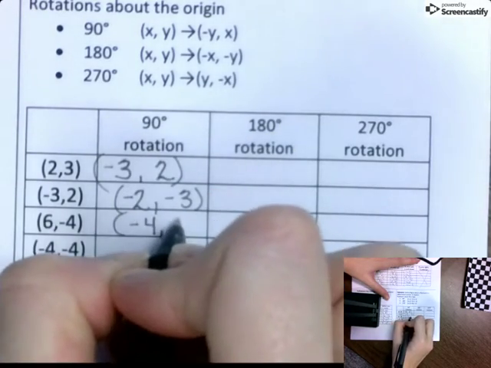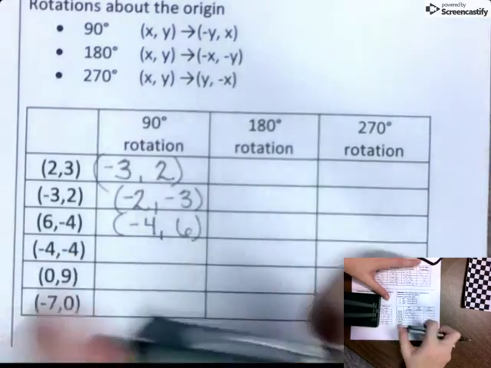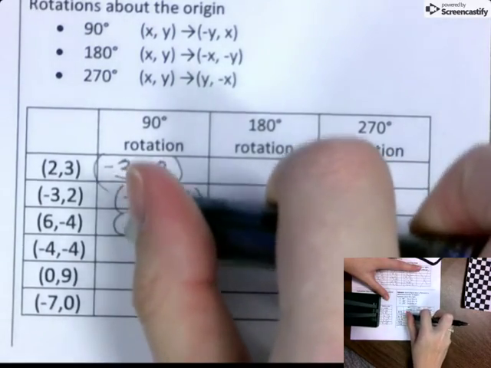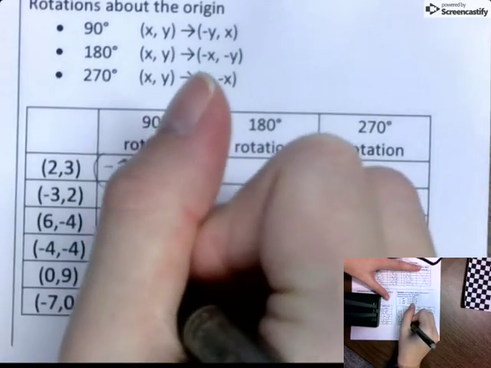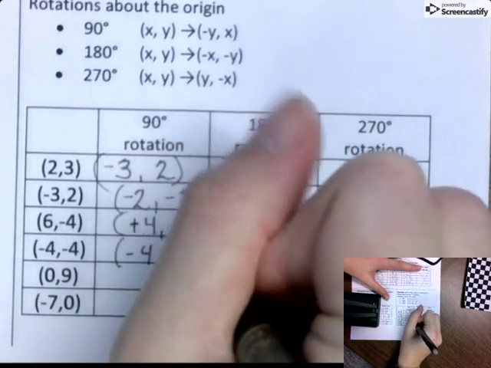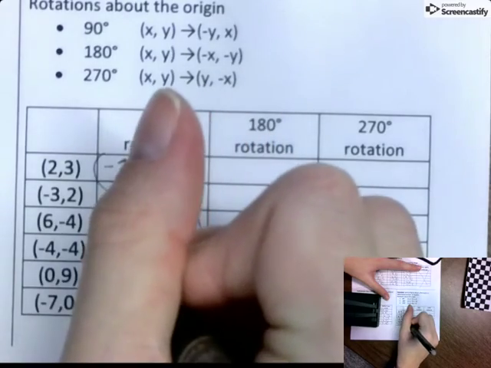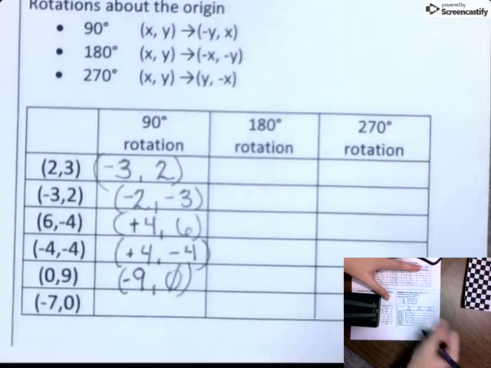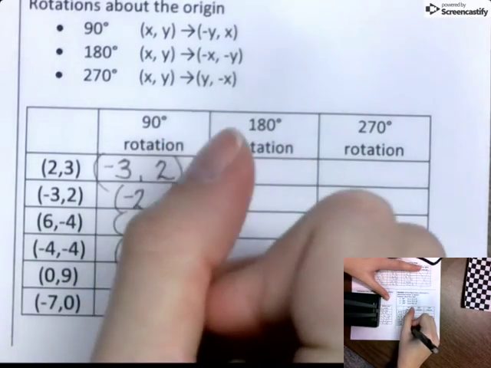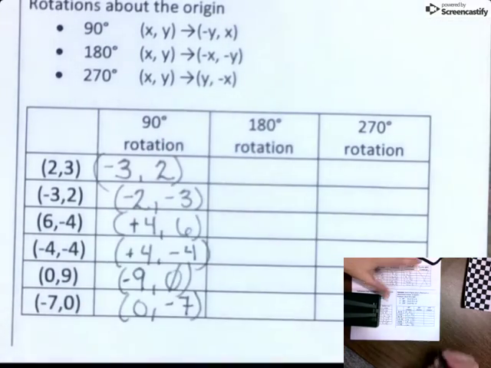Let's flip our negative 4 and our 6, and this becomes the opposite. If it's easier for you, just make it plus. Let's flip our negative 4s, and the first one becomes a positive. Let's flip our 9 and our 0, and the first becomes the opposite. Let's flip our 0 and our negative 7, and since it's 0, it stays the same.